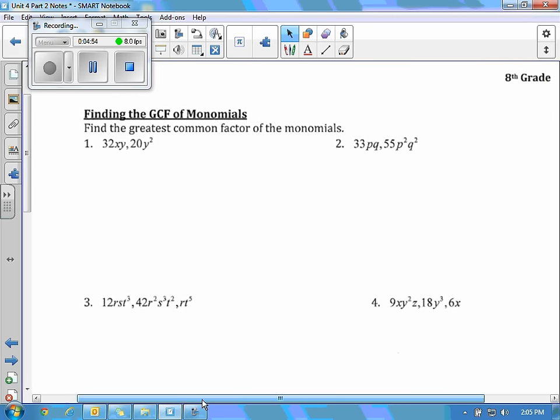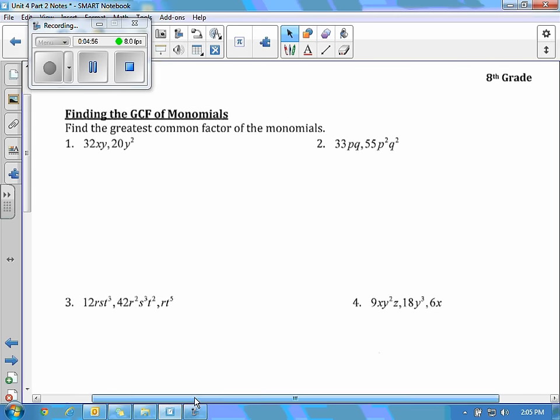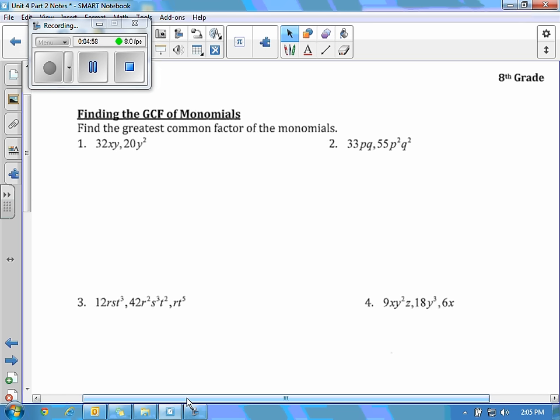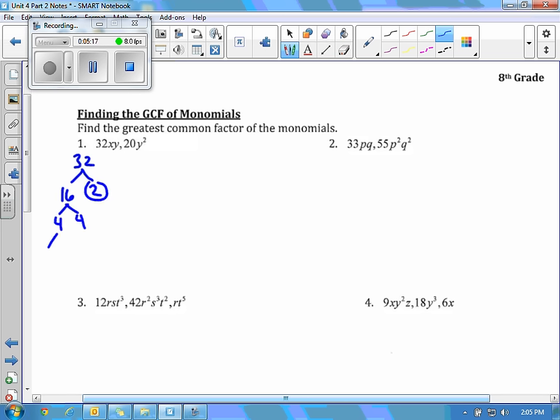Looking at the backside, now we're going to find the greatest common factor of monomials. So again, same process that we've been doing. This makes it a little bit more difficult because we have variables in there. But to start with, we need to do the prime factorization of our number. So 32 is going to split into 16 and 2. 2 is prime, so I circle it. 16 splits into 4 and 4. Both of those split into 2 and 2.